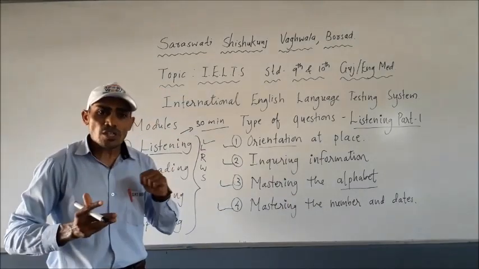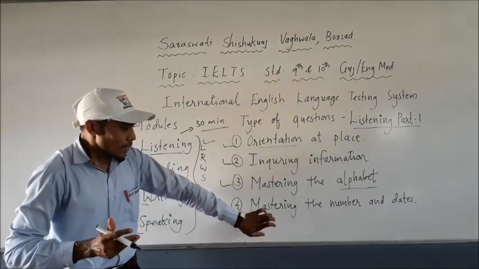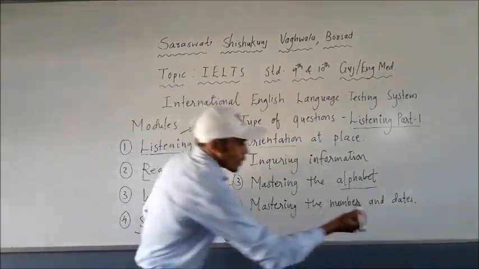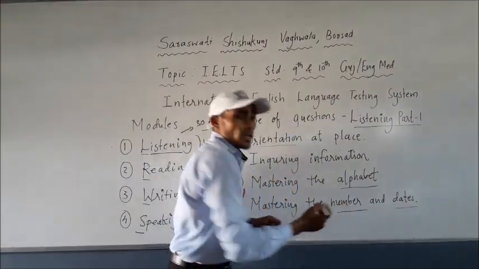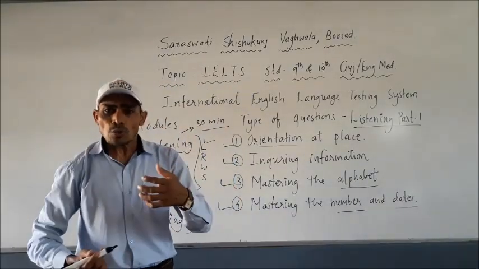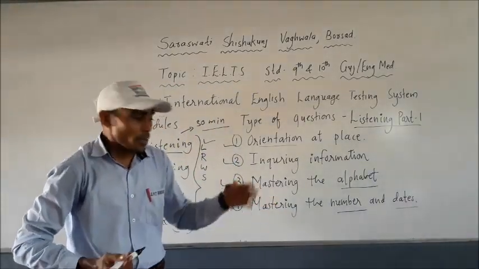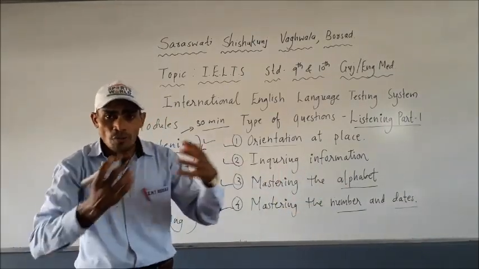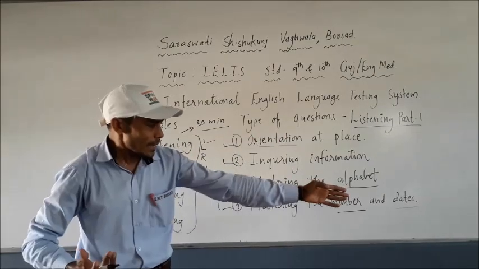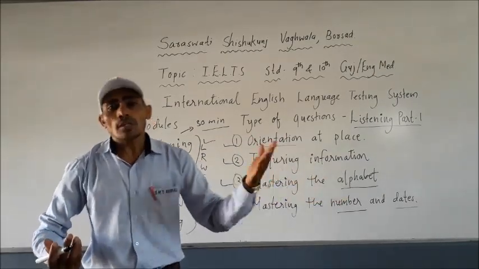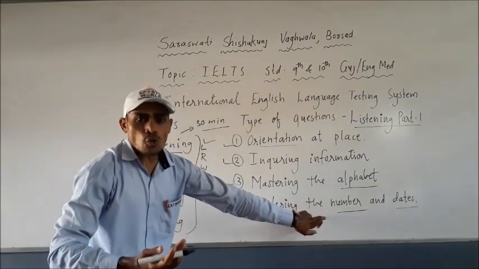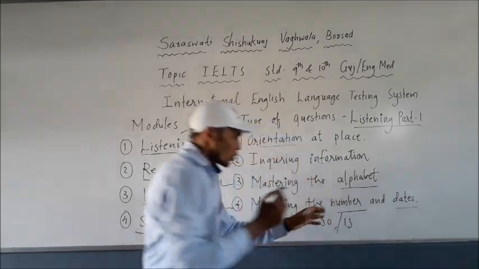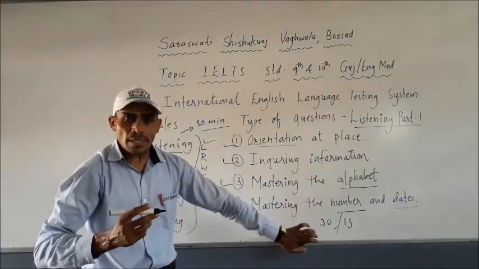The fourth type of questions that we have in IELTS listening is mastering the numbers and dates. Now mastering the numbers and dates means the date and number can be said in the audio. So you need to listen to it very carefully, because many times you get confused with the numbers and dates also, because there are various formats of saying dates, April 13 or 13 April. And numbers also. The number is 30 and 13. There is a vast difference between 30 and 13.